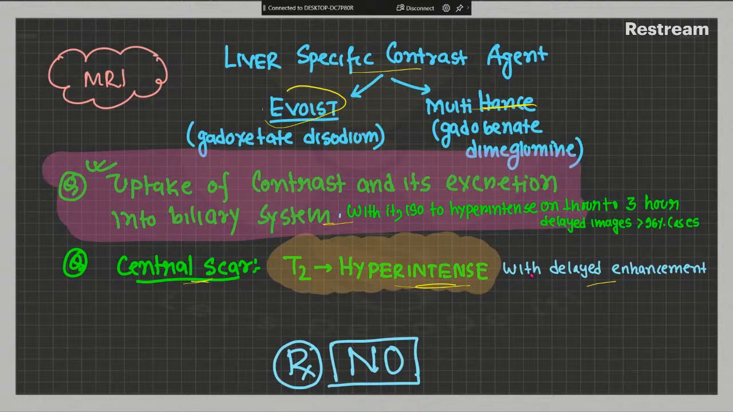Ajare, FLC scar kokhono enhance korbe na. Ki, delayed enhance korechilo bolechili? Ha, bollam. FLC ta kokhono enhance korbe na. Fibrolamellar ta kore na. Ha.